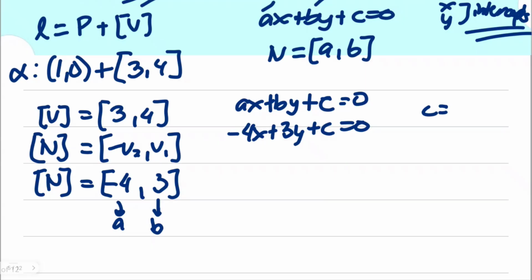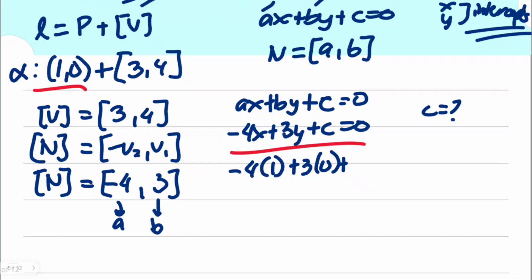To solve for C, please try to review the first playlist on this series on analytical approaches to modern geometry because we're also talking about this one here. To solve for C, let's use our point 1, 0 and substitute that here. That means you have negative 4 times 1 for your X plus 3 times 0 plus C is equal to 0, negative 4 plus 0 plus C equal to 0, negative 4 plus C is equal to 0, so C is positive 4.